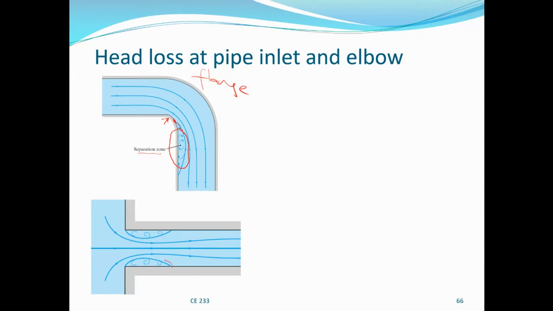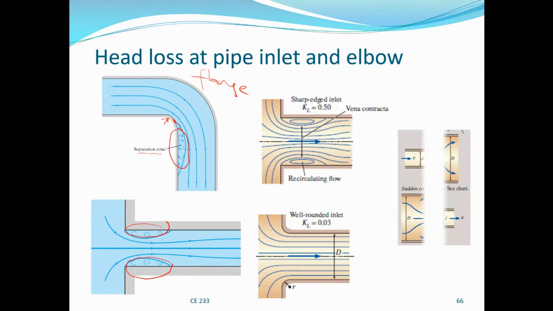Okay, you still have the separation zone created here. The separation zone is sharper when you have a sharp entrance. Now, look at this. This is called the recirculating flow, which is the separation zone where you have the wake region. See the coefficient of head loss, 0.5 for a sharp edge inlet. What about for a well-rounded inlet?